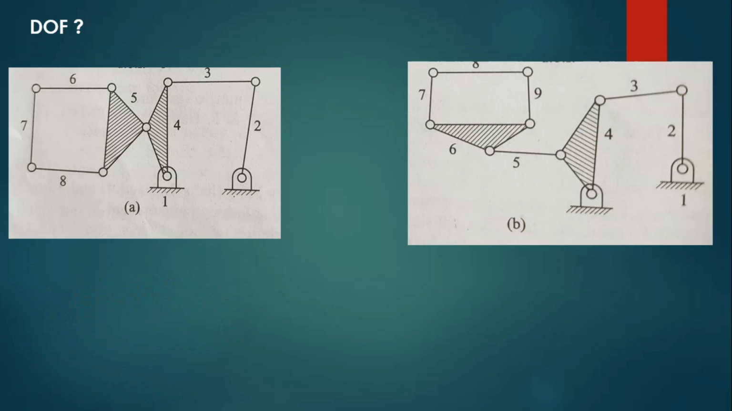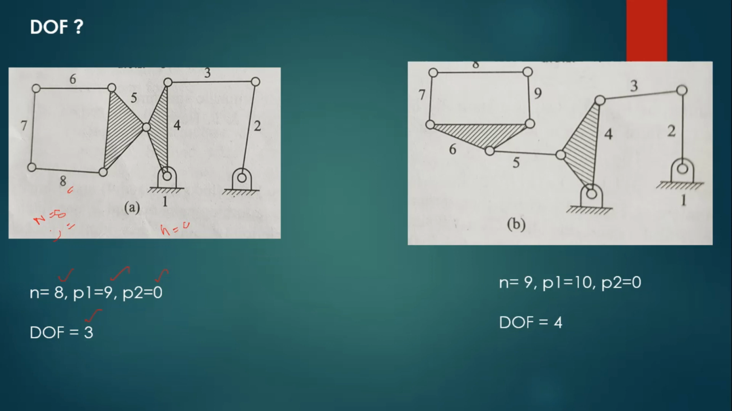How many links are there? Totally how many numbers are there? Finally 8. So n is equal to 8. So how many joints are there? See, 1, 2, 3, 4, 5, 6, 7, 8, 9. This is 9, and there is no higher pair, so h is equal to 0. So the number of degrees of freedom is equal to 3.